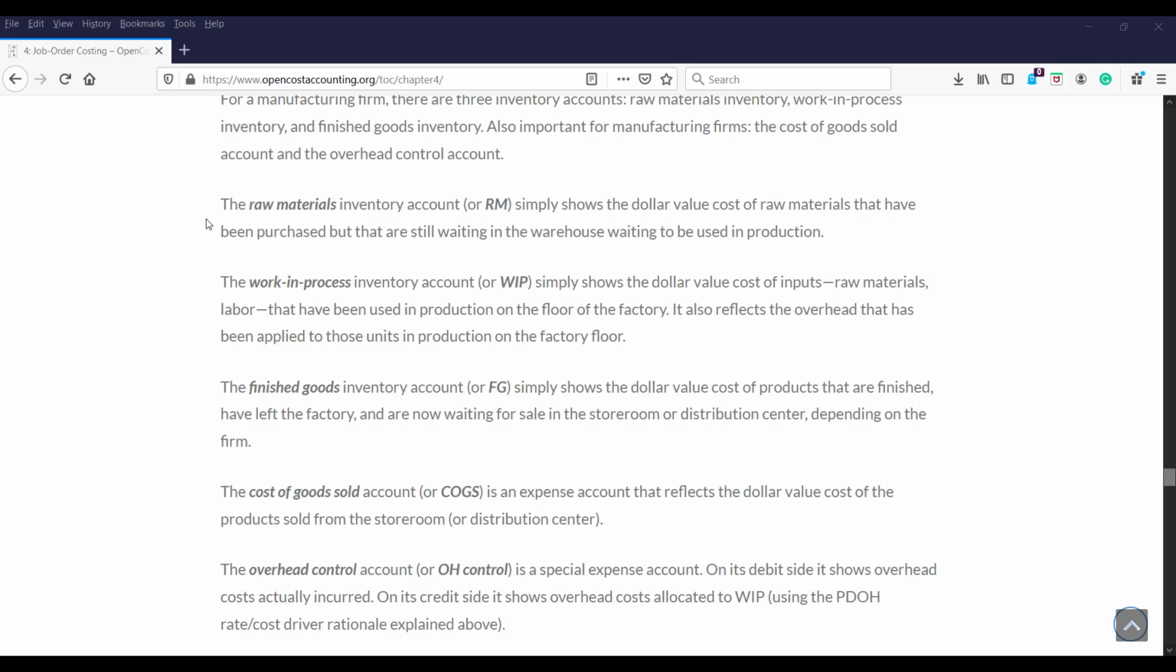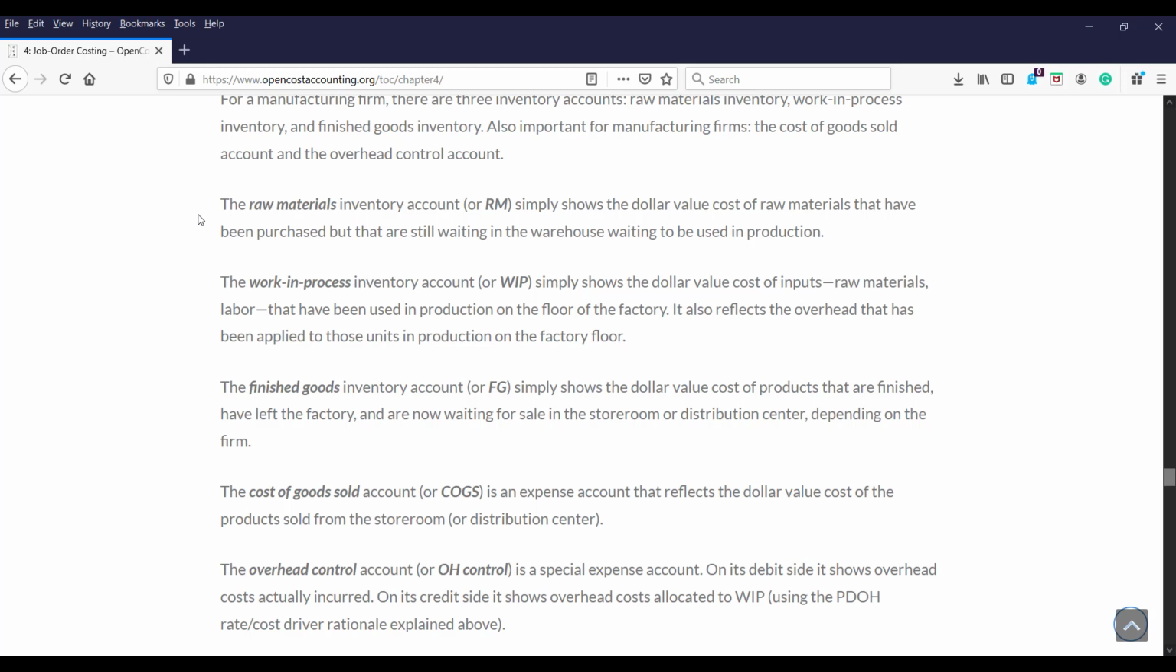This might be a review for you, but if not, understanding the mechanics will help a lot as we get into chapters 6 and 8 somewhat. So we have raw materials. This is an inventory account that shows the dollar cost value of raw materials that have been purchased. Often I like to visualize this as being the cost of goods that are in the warehouse.